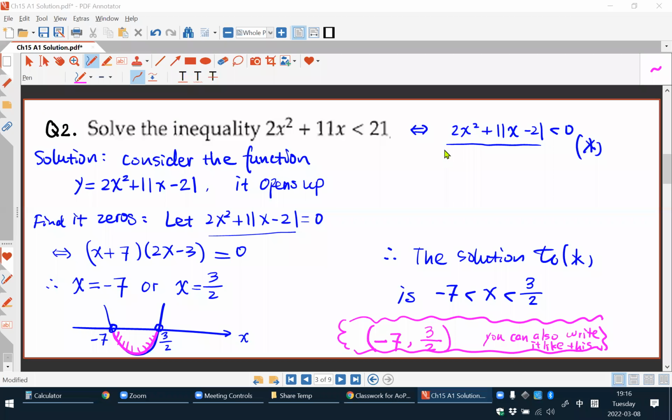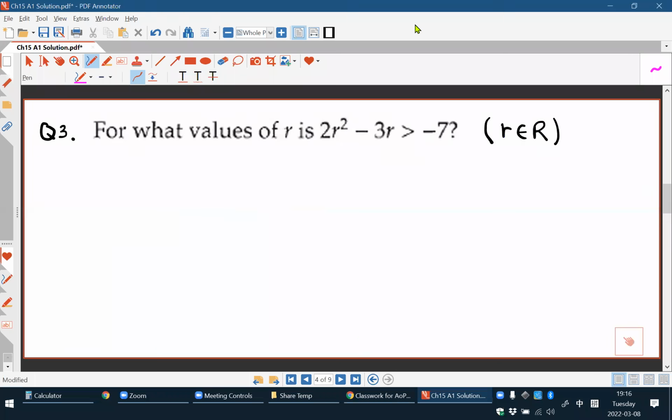Okay, let's see question 3 of this assignment. For what values of r is 2r squared minus 3r greater than -7? So here r belongs to the real number set. Again, first of all, we need to convert it to a more general form, right? We can move everything to the left.